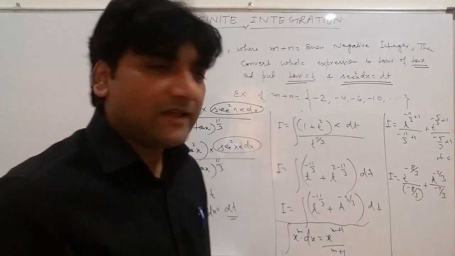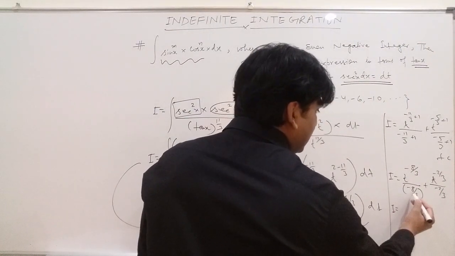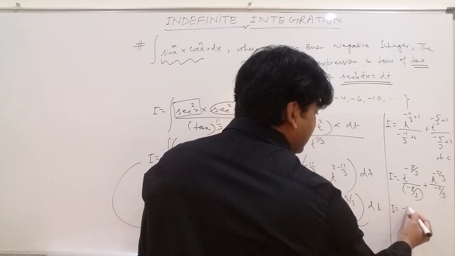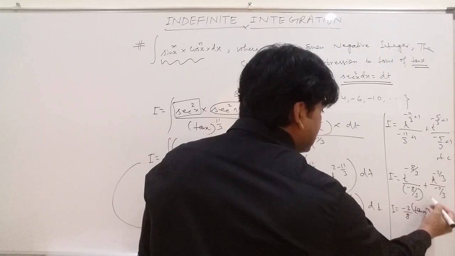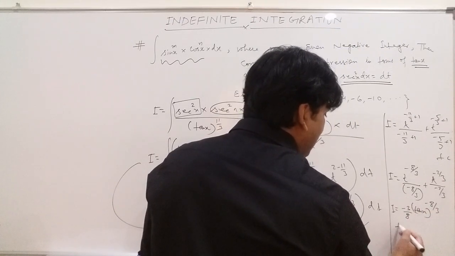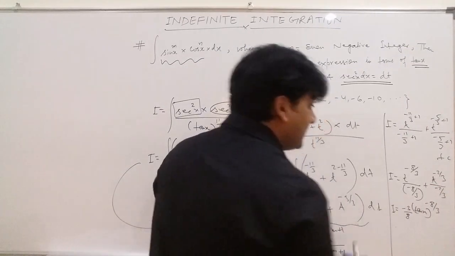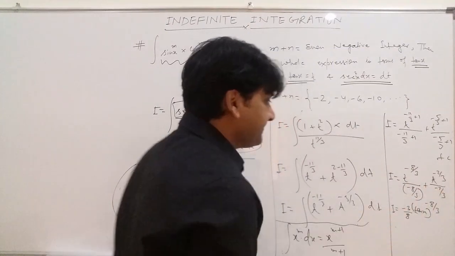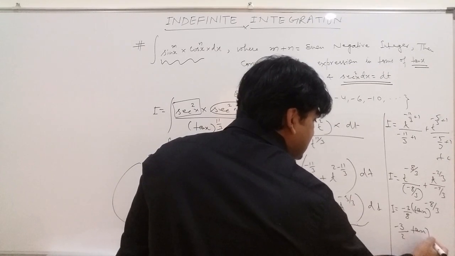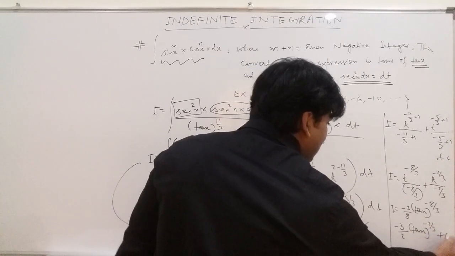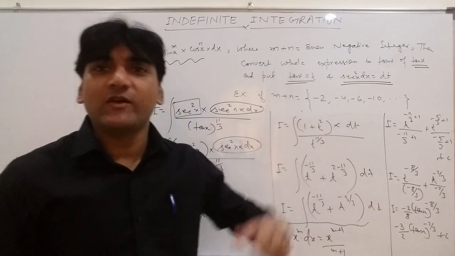Now we just have to put back the value of t, that was tan x. So finally, minus 8 over 3 in the denominator becomes minus 3 over 8, and this is tan x raised to minus 8 over 3, plus, and for minus 2 over 3 we change the sign because this is plus and this is minus, so it would be minus 3 over 2 tan x raised to minus 2 over 3 plus c. So this is my final answer for that question.